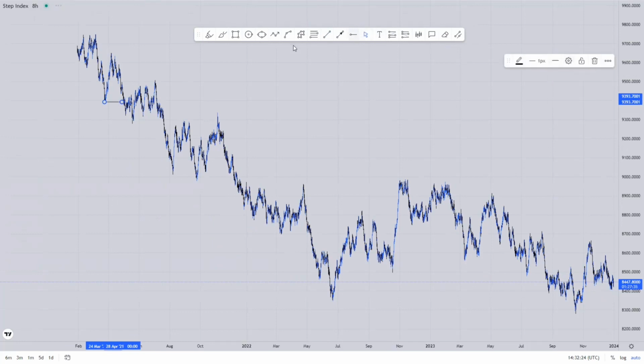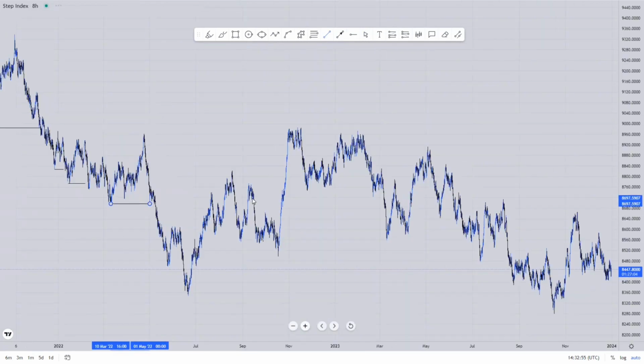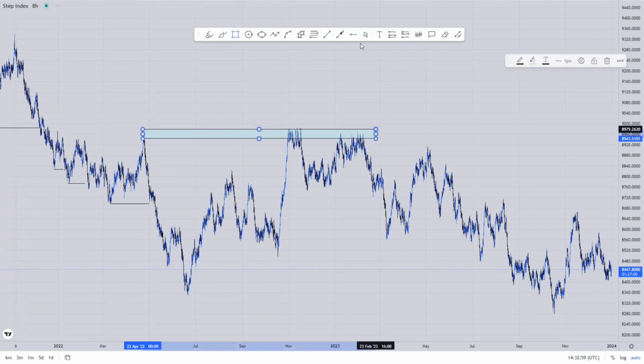There was a break of structure there. There was a break of structure there. There was a break of structure here. There was a break here. There was a break there. There was a break there. So it has actually been on a huge roller coaster downtrend basically.